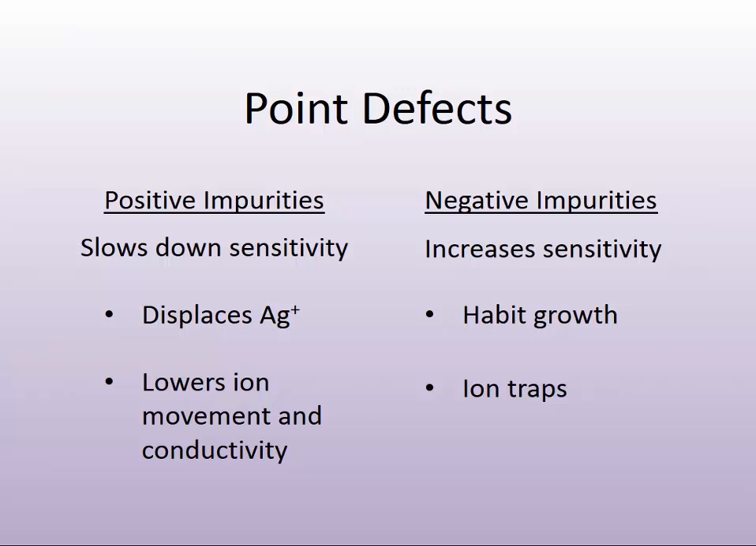Ion trapping is what we're going to talk about in latent image theory, and it becomes a very important concept again. So silver mobility, silver conductivity is influenced by all these point defects that might be present during the emulsification process.